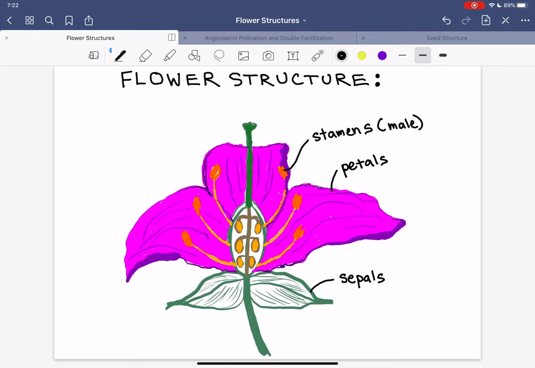All right, so there's two parts here. There's a thin stalk that's called the filament. And then at the top of that thin stalk, which I'll put a little box around, that darker orange, that is called the anther. So that's part of the stamen. And that's where pollen is produced.